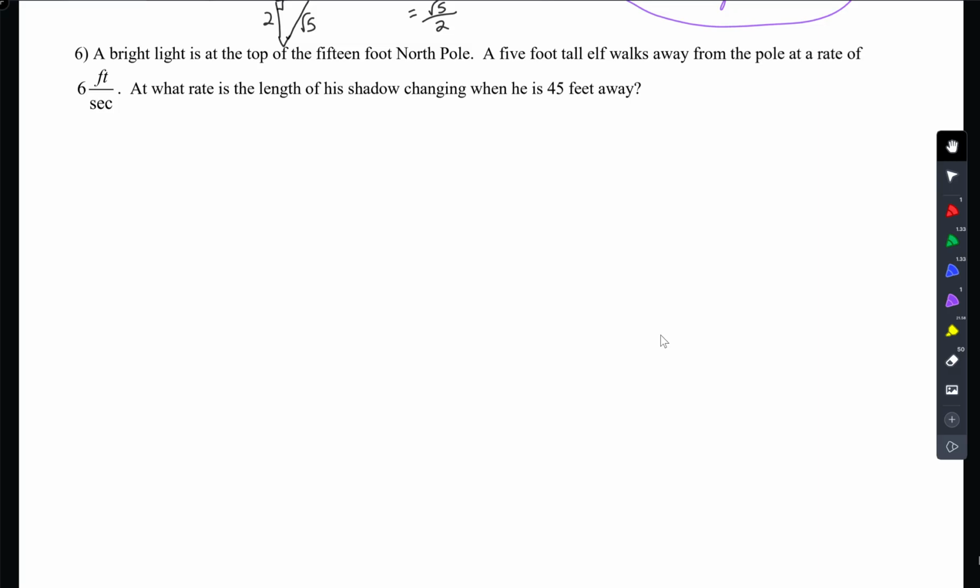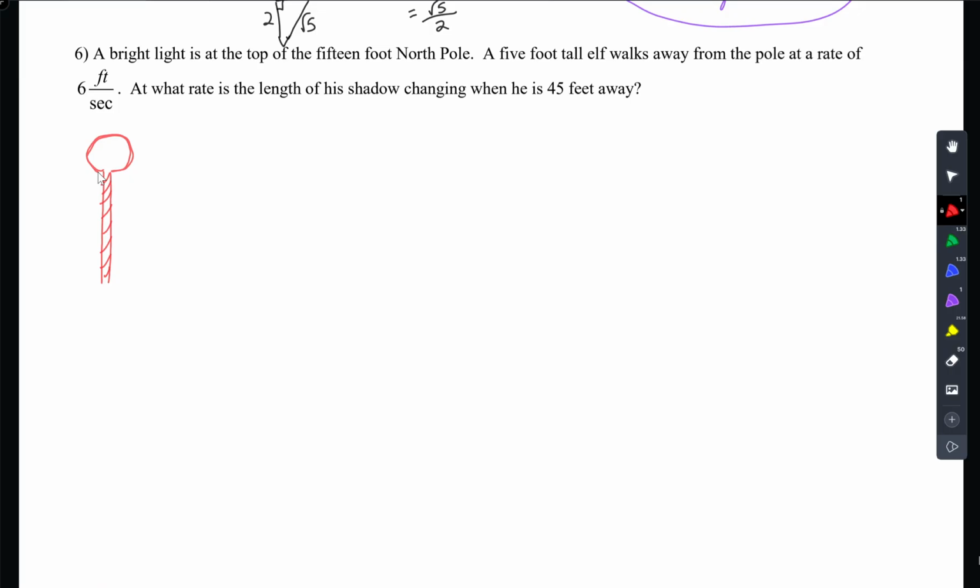So a bright light is at the top of a 15-foot North Pole. A 5-foot tall elf walks away from the pole at a rate. At what rate is the length of his shadow changing when he's 45 feet away? Okay, so again, this isn't like the circle one or the sphere one or the cone one. You're going to have to figure out what kind of equation we're dealing with. So you can draw the North Pole. Use your imagination. I'm going to make it like a peppermint. There it is.